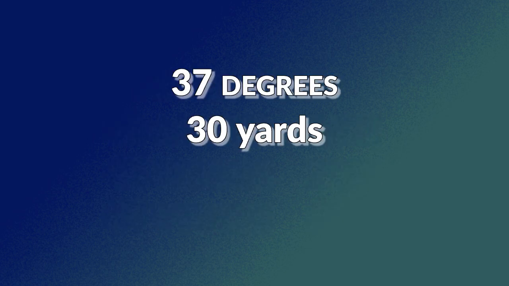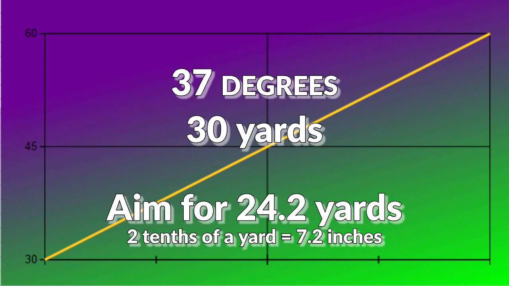So based on the rule of thumb, if your target is at 37 degrees and the actual distance is 30 yards, what would be your aiming distance? Mathematically, on a linear scale, it would be 24.2 yards. 0.2 of a yard equals 7.2 inches.